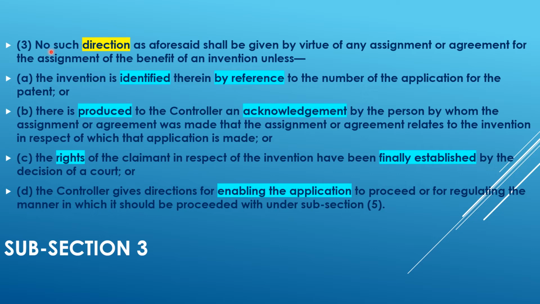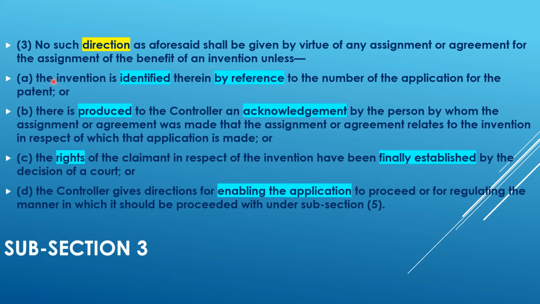Okay. No such direction as aforesaid shall be given by virtue of any assignment or agreement for the assignment of the benefit of an invention unless the controller gives directions for enabling the application to proceed or for regulating the manner in which it should be proceeded with under subsection 5. Okay. So, we can simply summarize here that either of the above four clauses should be satisfied, because here the operator is "or", right?